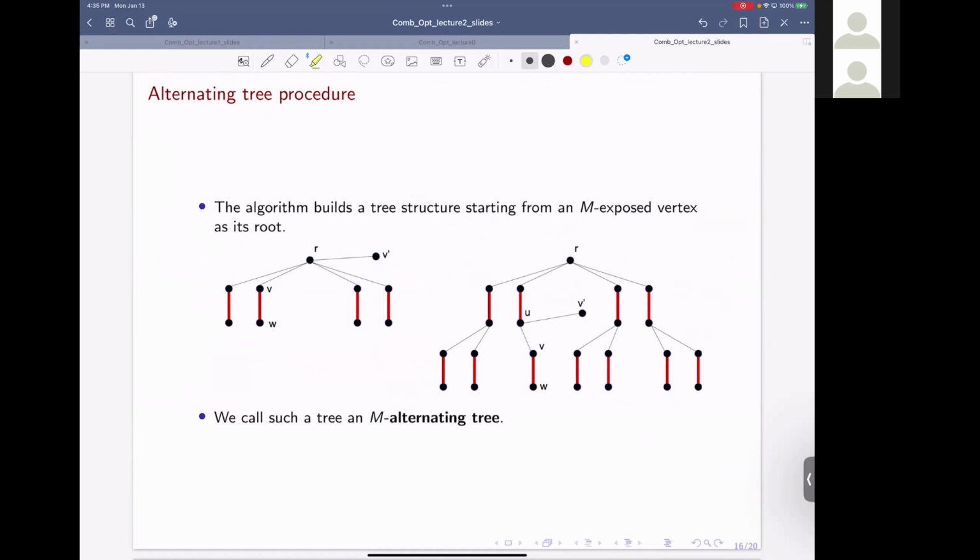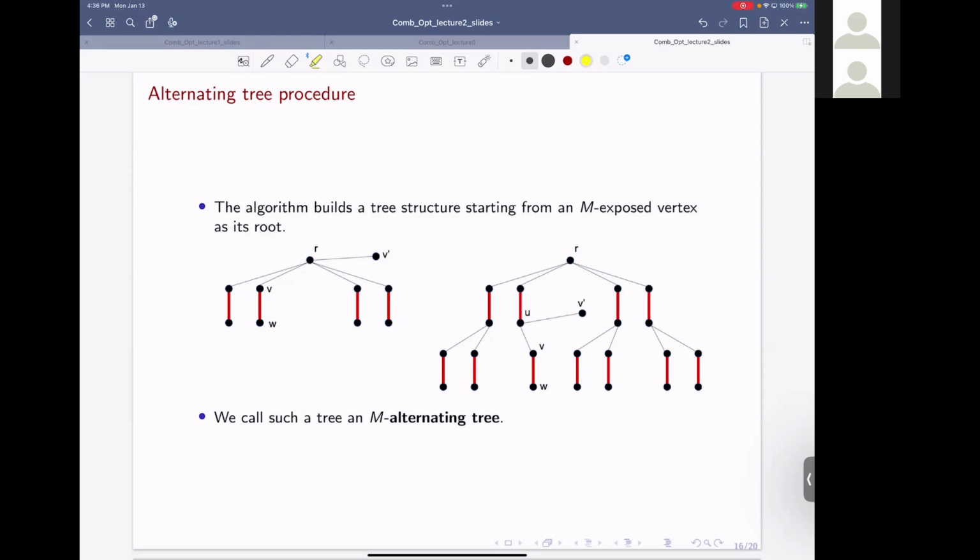So if you stop searching and you get an alternating tree, and you didn't find an augmenting path, then we can argue that there's no augmenting path including R. Just remove this tree structure completely, start with another exposed vertex and grow an alternating tree from that, and you repeat this process.